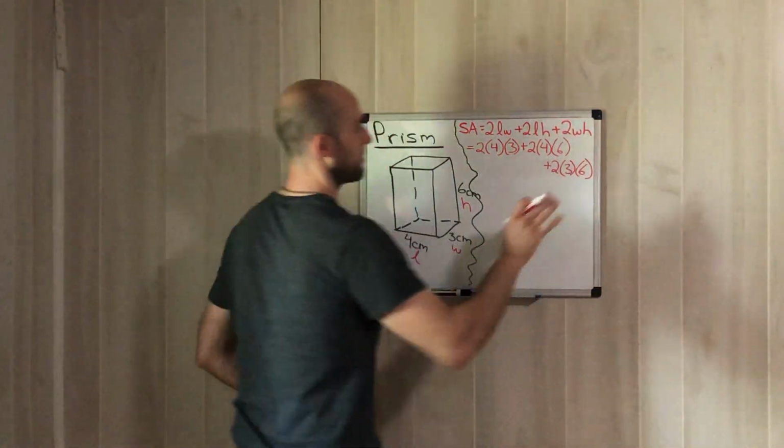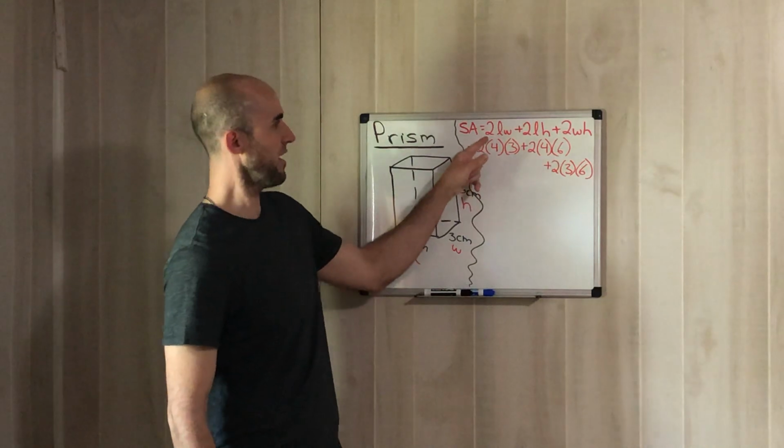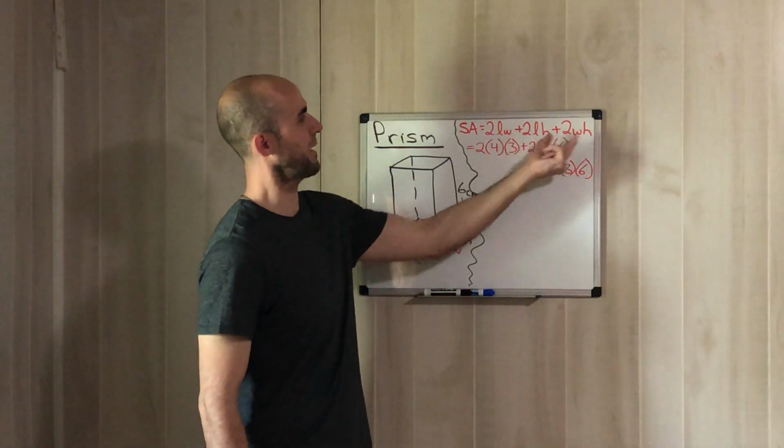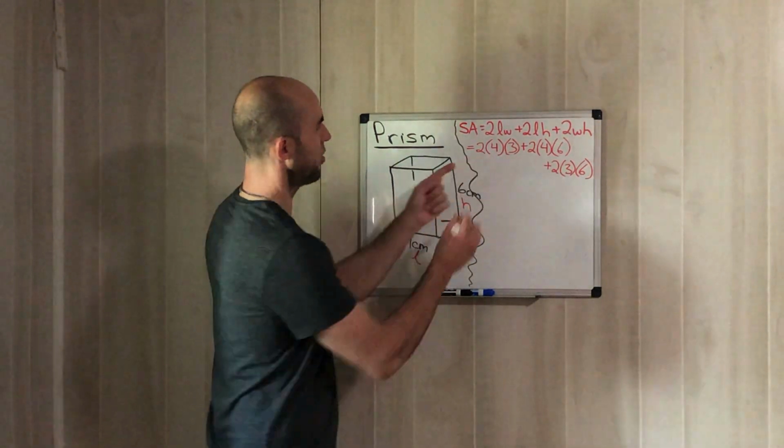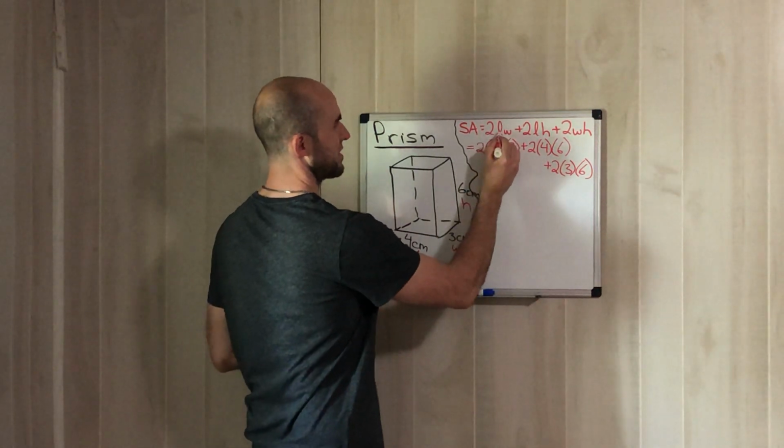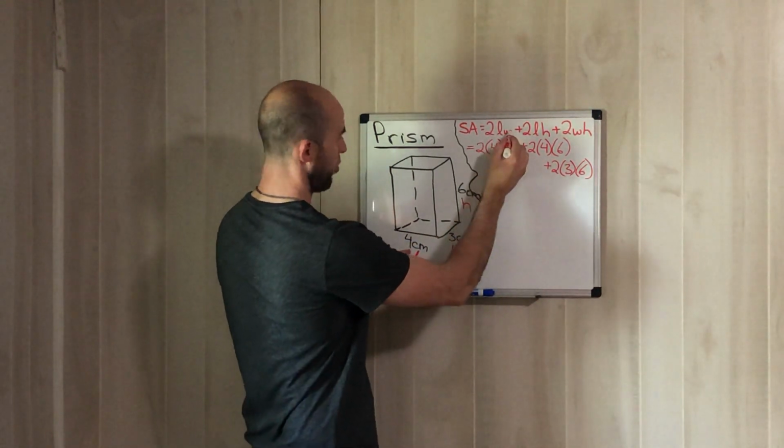So all I did, I just substituted everything that we had, right? So you have 3 parts. First part, second part, third part. First part was 2 times the length was 4 and the width was 3.